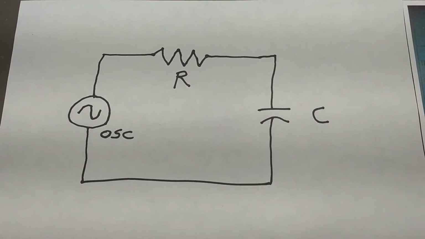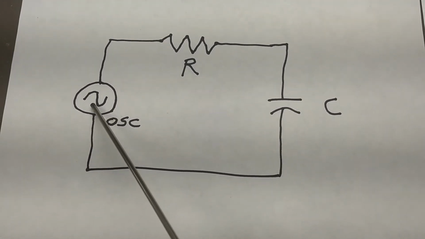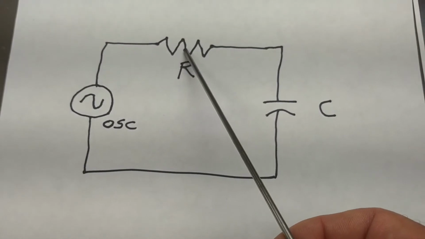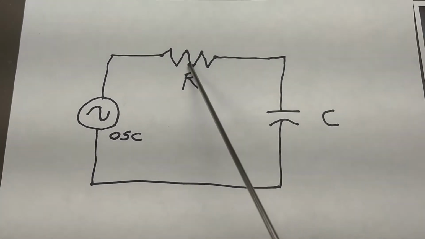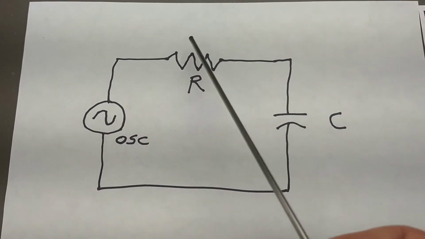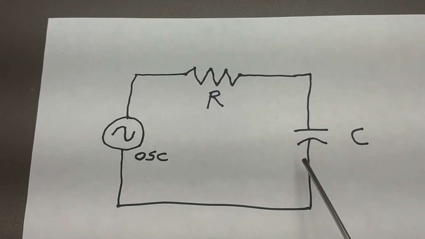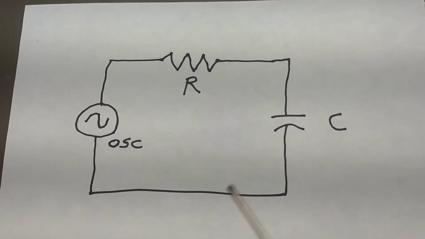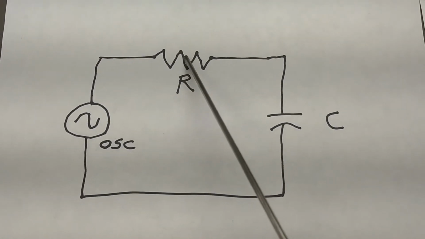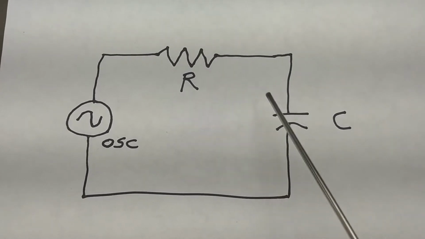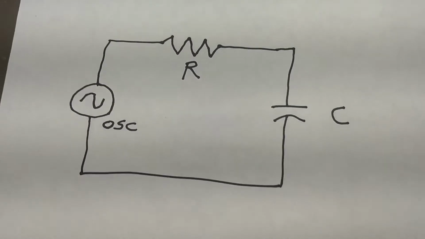Now our setup for the capacitor is the same. We have the oscillator driving current through the resistor and the capacitor. So the voltage across the resistor is telling us the current waveform, and the voltage across the capacitor is the voltage across the capacitor. So this signal goes to one channel of the oscilloscope, and the voltage across the capacitor goes to the other channel.